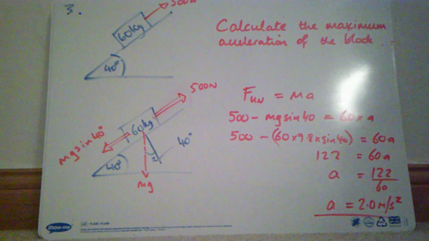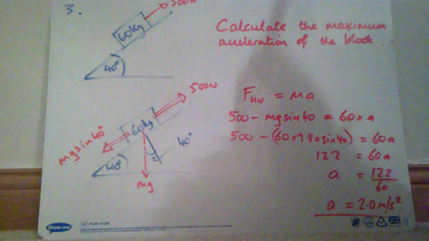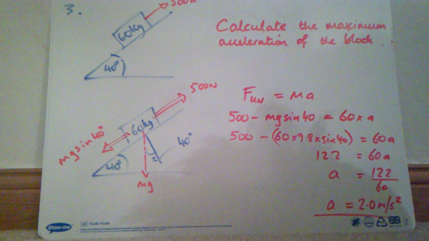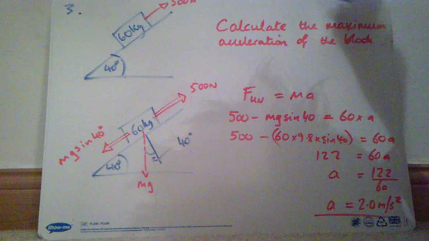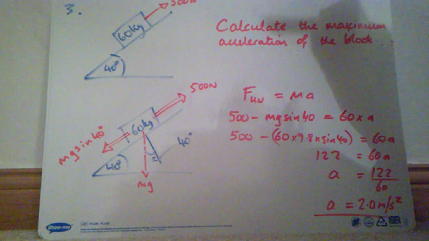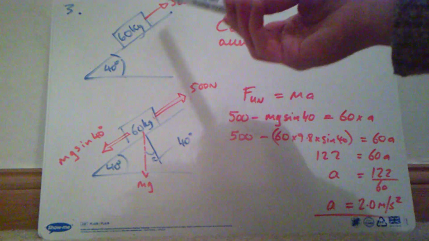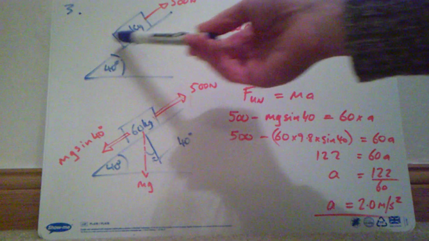But what happens if, okay, different numbers, we've got a block on a slope, we've got 500 newtons acting up the way, and the question is saying, well, calculate the maximum acceleration of the block. So what this is implying is that the upwards acting force is quite a bit bigger than whatever proportion of the weight force will be acting down the slope.